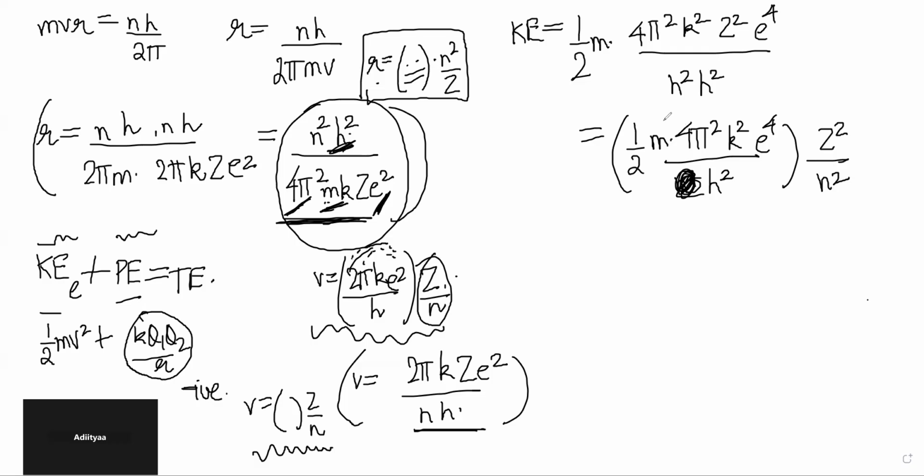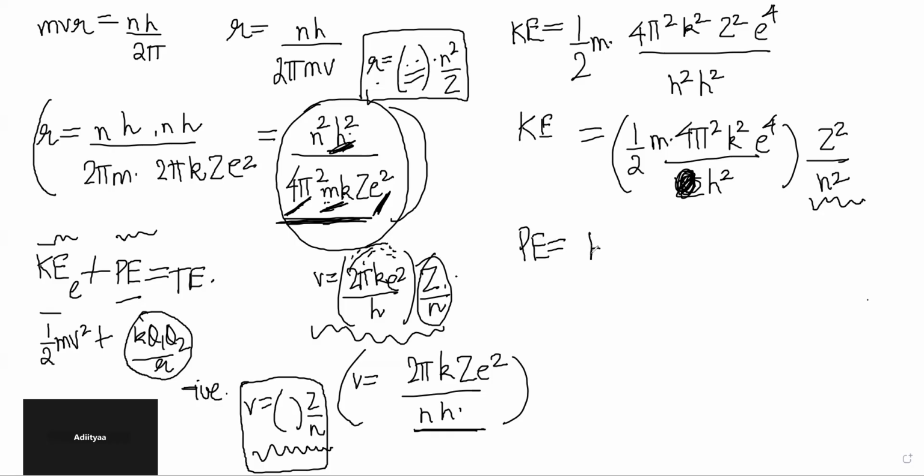All of the stuff inside is a constant. Can you see? And see, kinetic energy is dependent on Z square by n square, which makes sense because velocity was dependent on Z by n. You understand? Potential energy.